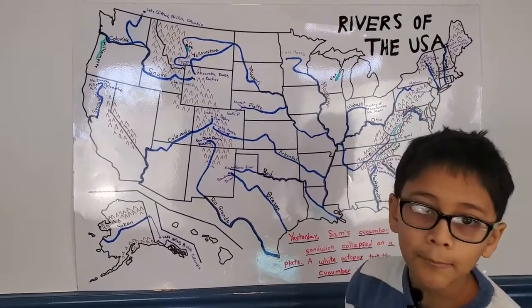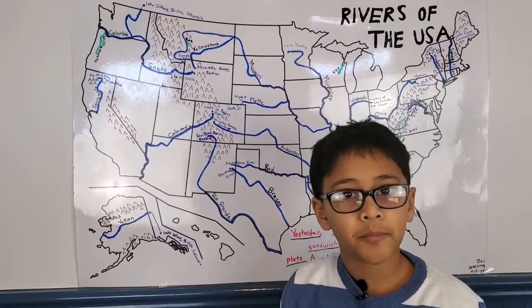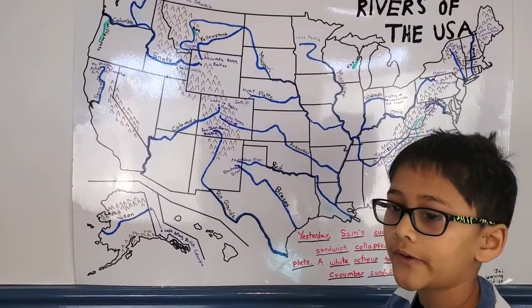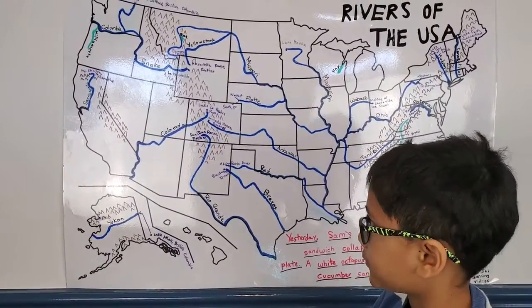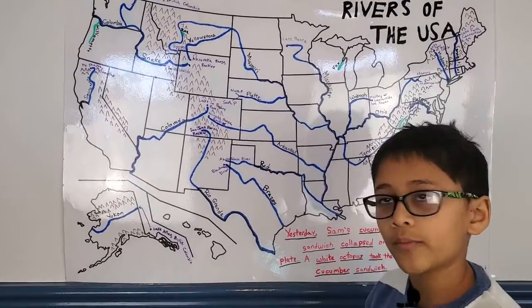So the Columbia has one major tributary, and that major tributary, you might already know it. It is the Snake River.